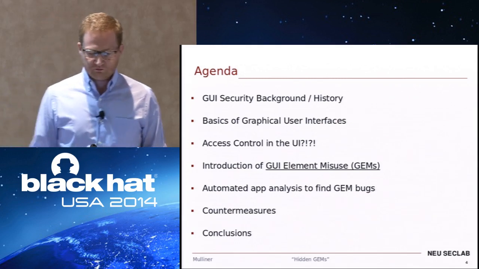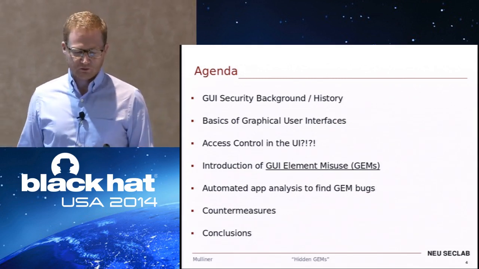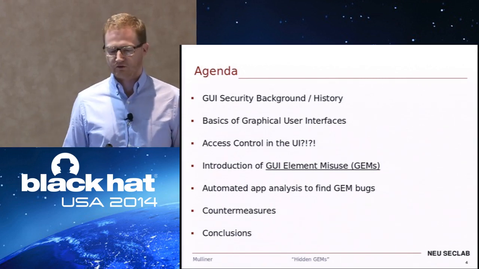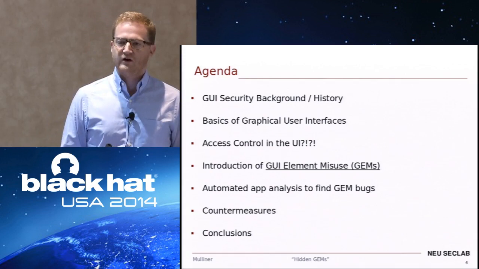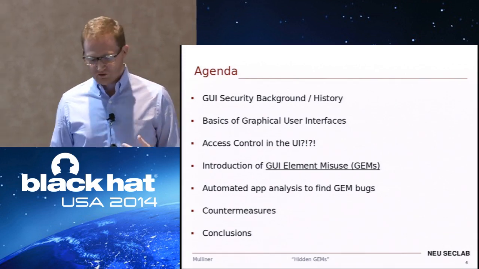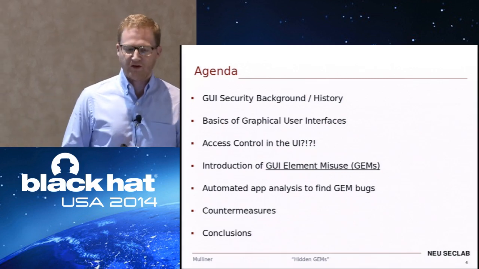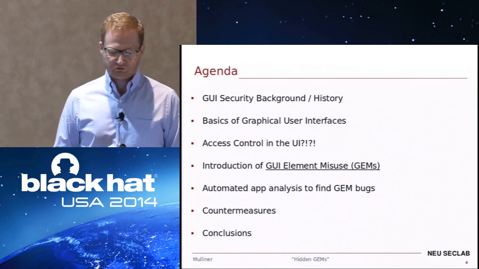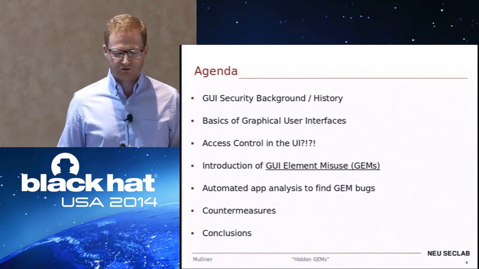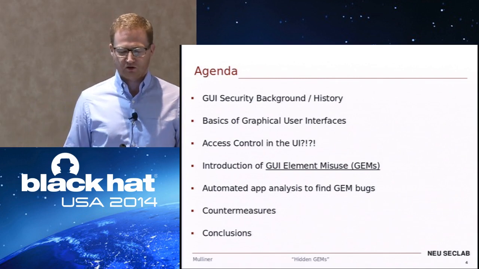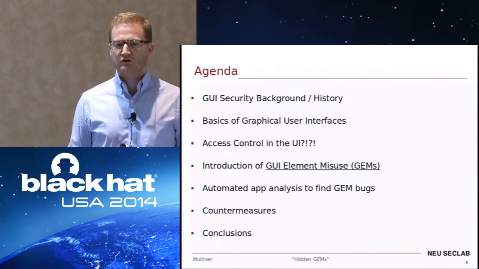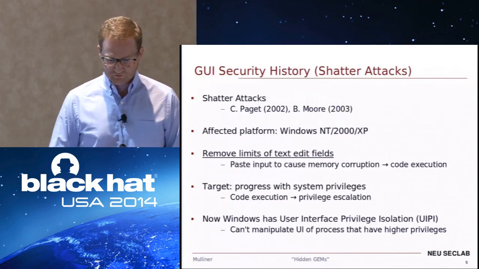So, what I'm going to talk about. First, I'm going to go a little bit back and talk about some security history regarding the UI, and give you a very basic overview about graphical user interfaces. Then talk about access control in the UI, and introduce you to what we call GEMs, or GUI Element Misuse, or instances of that. Then we show how to automatically analyze applications to find these kinds of bugs, and talk a little bit about countermeasures and conclusions.